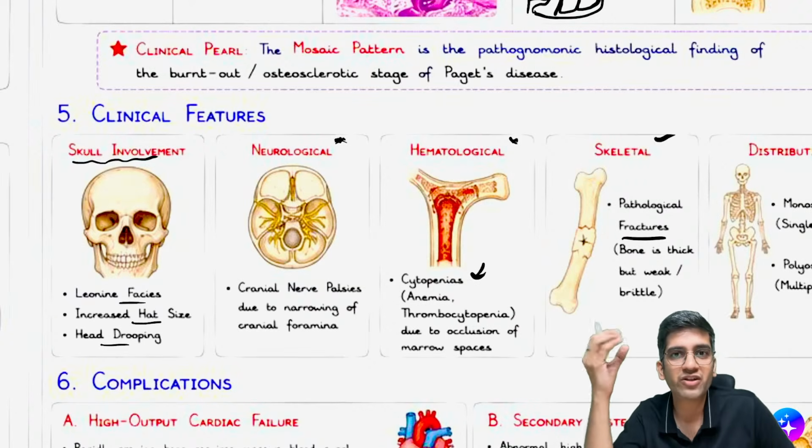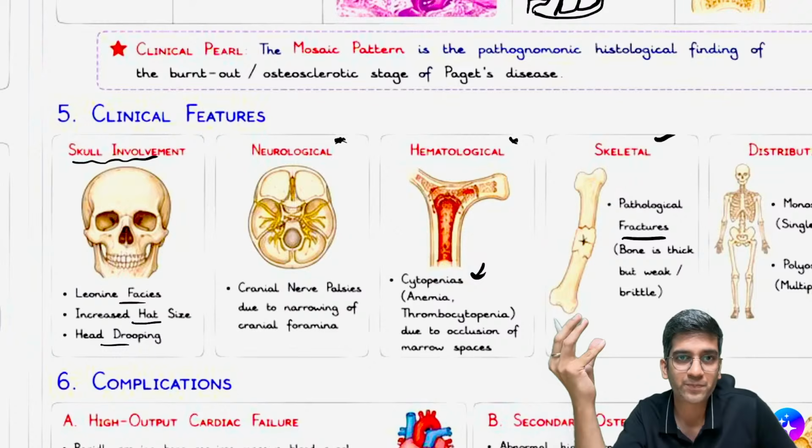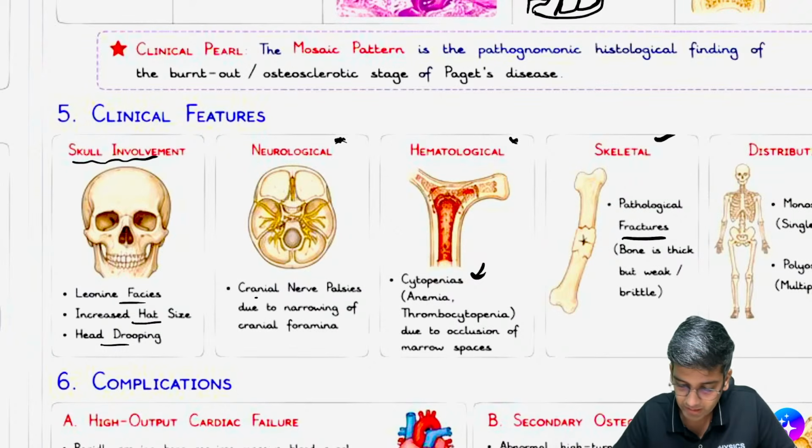It's not that bone marrow is not functioning. There's no space for it to function. Okay. Then neurological. Here what will happen?